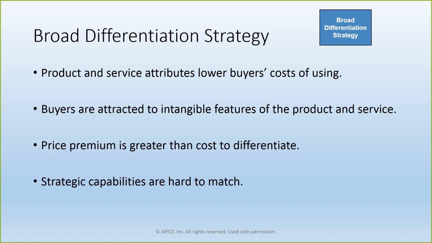Which leads us into the third bullet point there, which is the price premium is greater than the cost to differentiate. So yes, it costs me more. It costs me twice as much, half as much, but I still want it. I still perceive a value equation to be there. And their strategic capabilities are hard to match.